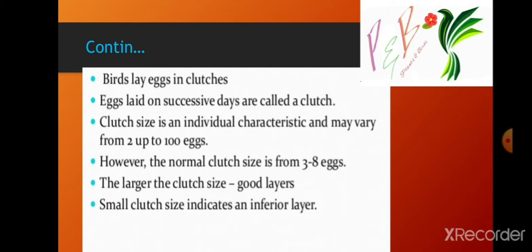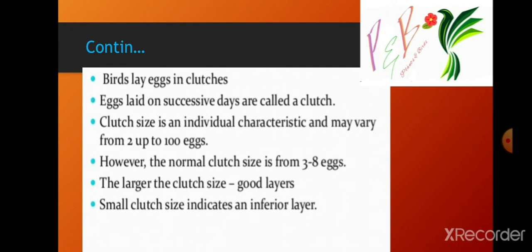Some will lay 15 eggs in a clutch, and some will lay 20. A layer leghorn will lay 25 per month. Clutch size is an individual characteristic. As I told you, some egg-laying breeds like the leghorn have larger clutches, laying 20 to 25 eggs. But the asil breed birds will lay only 10 to 15.